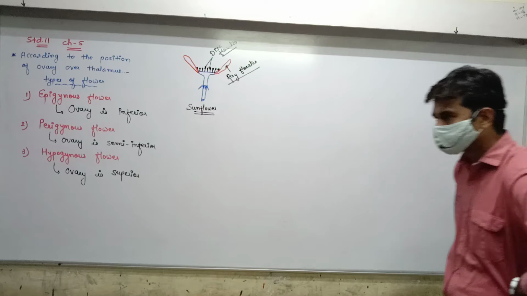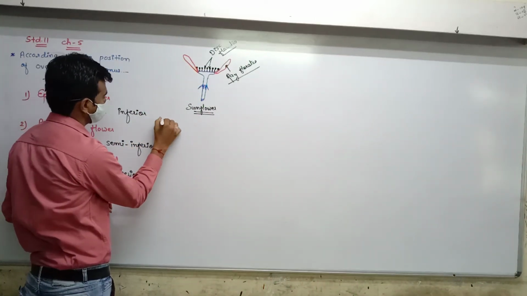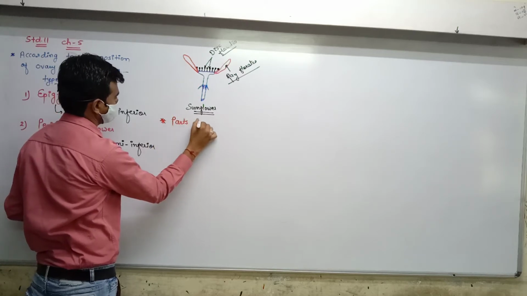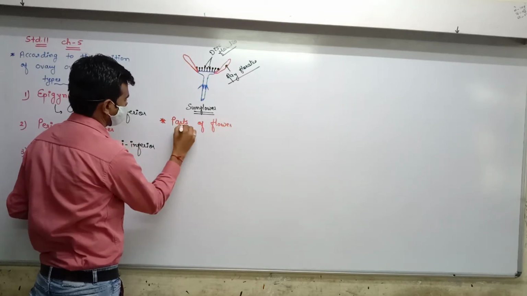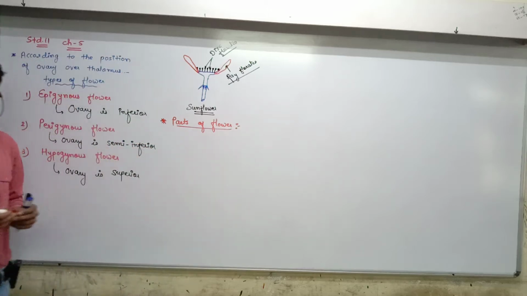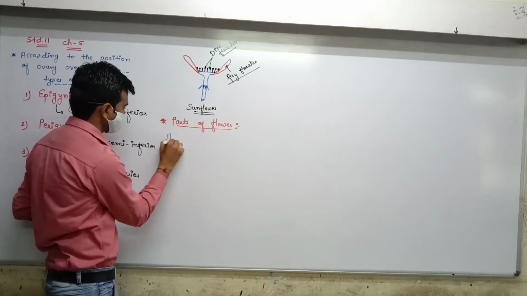Now, the next point, parts of the flower. Here, the majority of this we had already discussed. Fine. First is calyx.